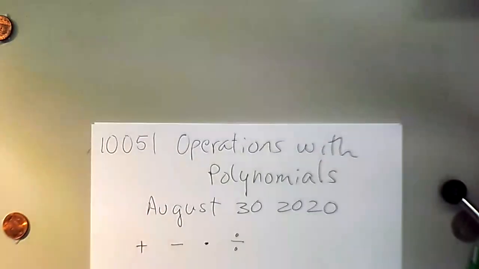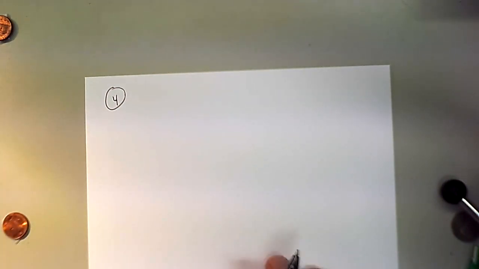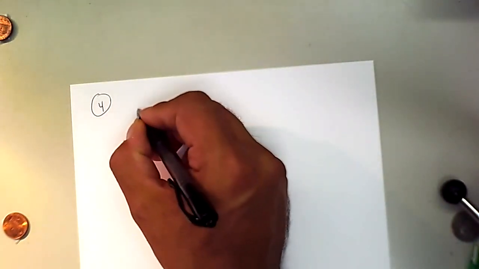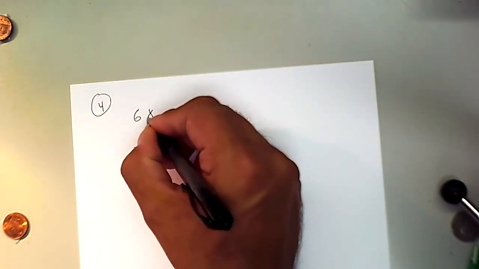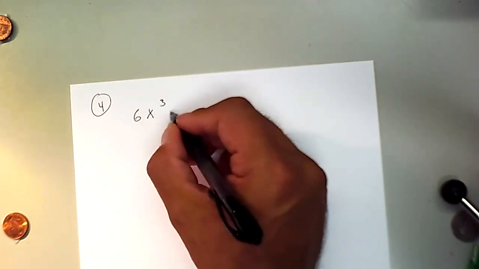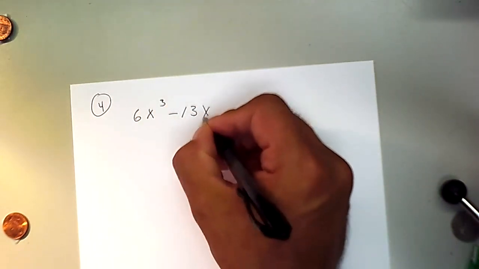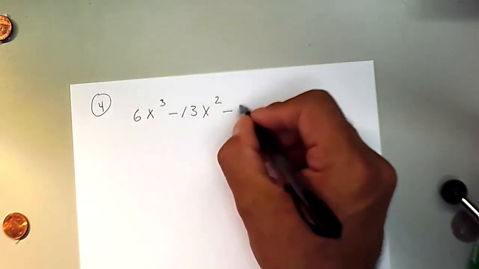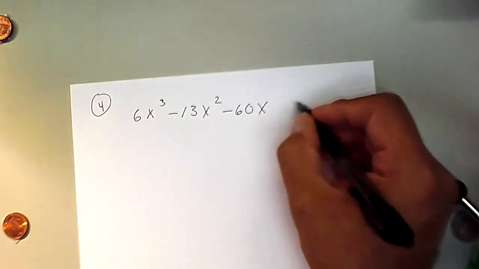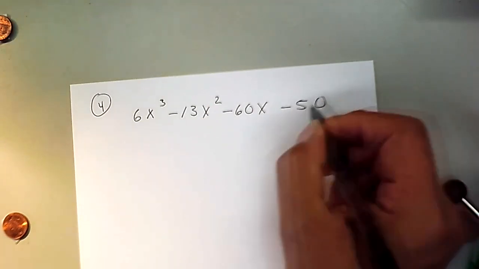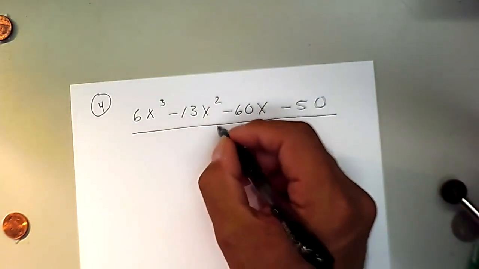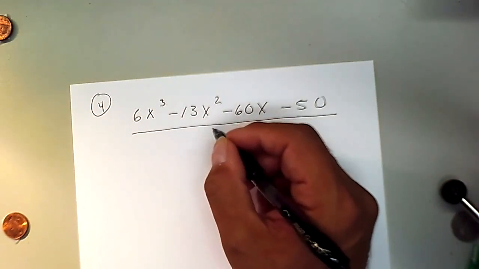Division is the trickiest one. So example 4, let's say we want to write the fraction 6x cubed minus 13x squared minus 60x minus 50, divide that by 2x minus 9.